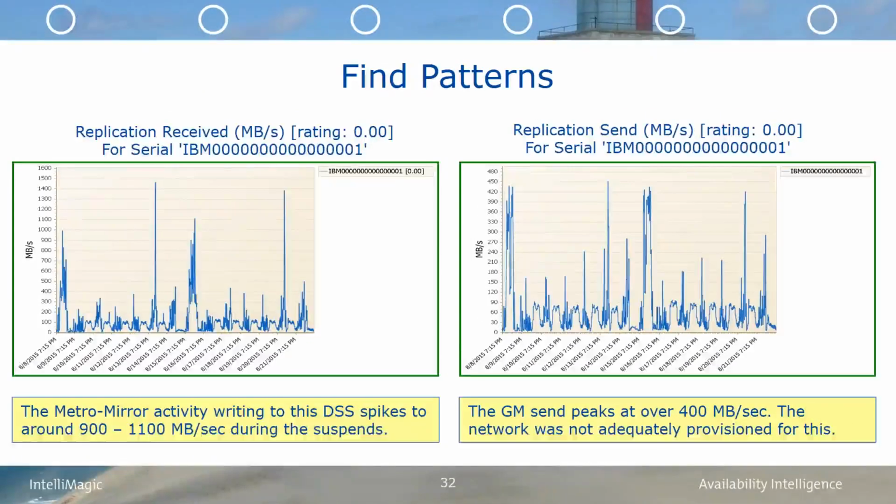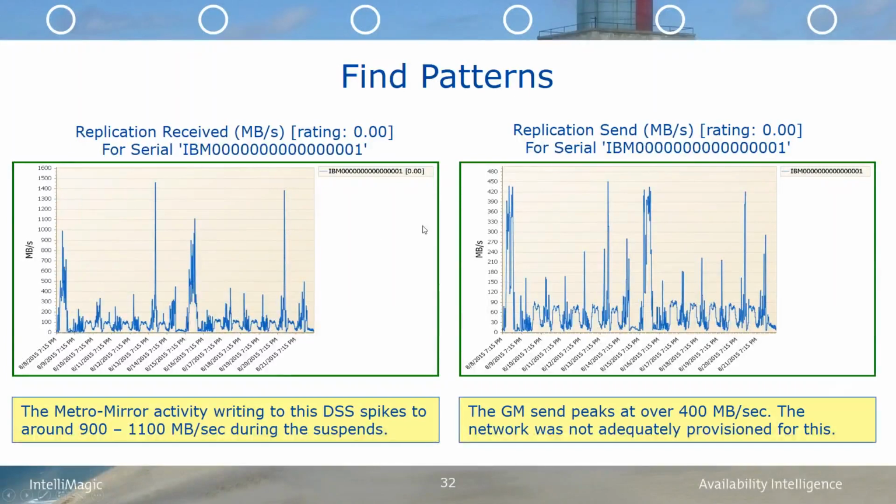So we went further and looked at two things. We wanted to see how much replication data is coming into this storage box of interest from the primary. And what we see is some pretty hefty spikes, typically well over 1,100 megabytes per second. So we're seeing pretty high spikes in activity, and in some cases, like here, they're sustained in that 900 to 1,100 megabyte per second range.